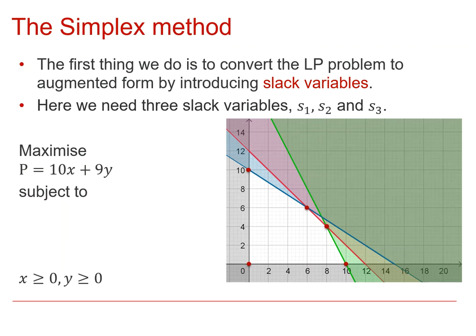Now, in order to get started, what we need to do is take the linear programming problem as it was presented to us earlier and write it in augmented form. Now, we've seen that in the previous video. We have to introduce slack variables. So we're aiming to maximize the objective function 10x plus 9y subject to the constraints.